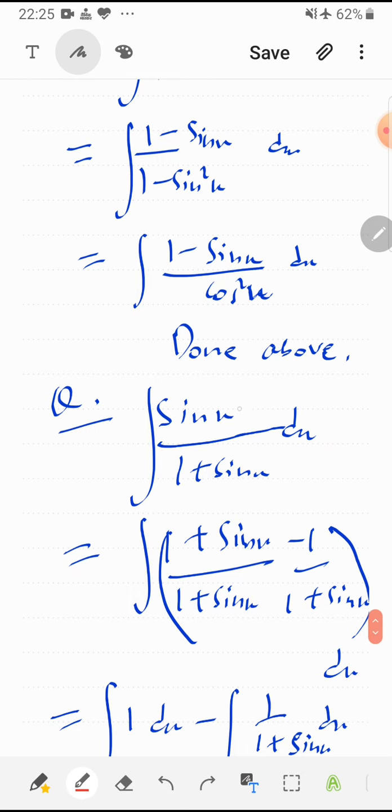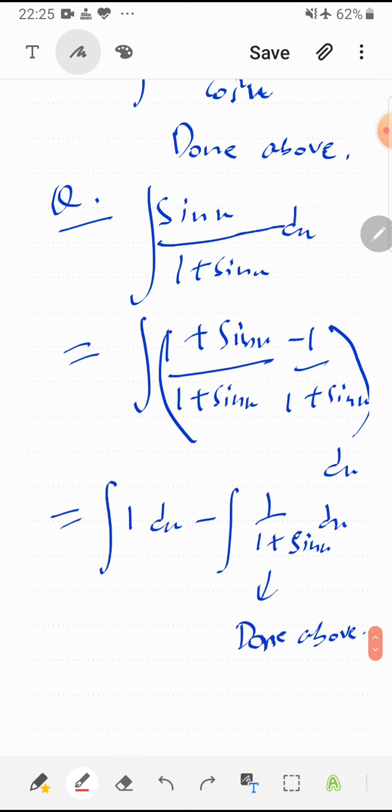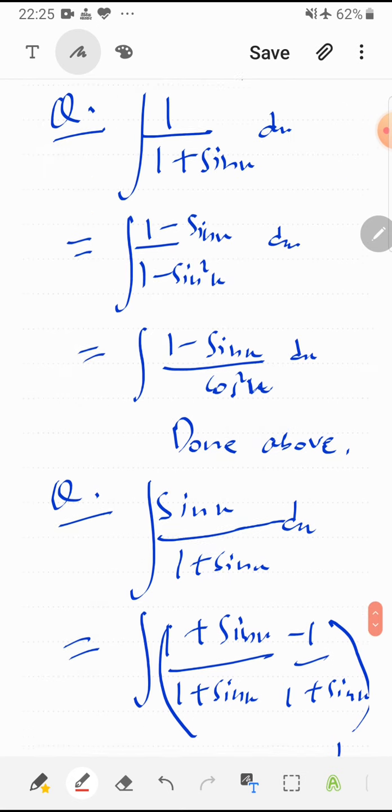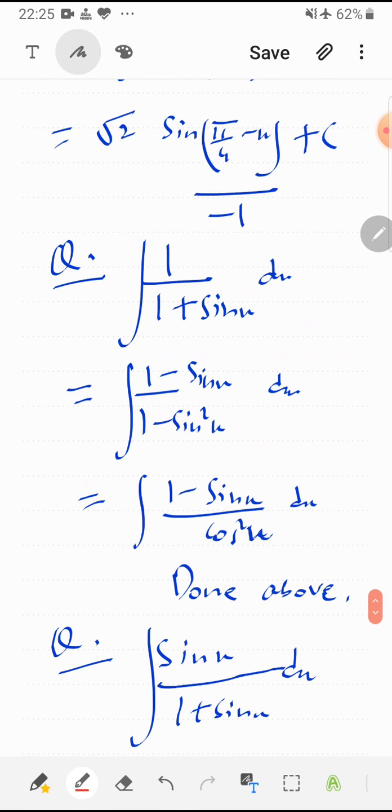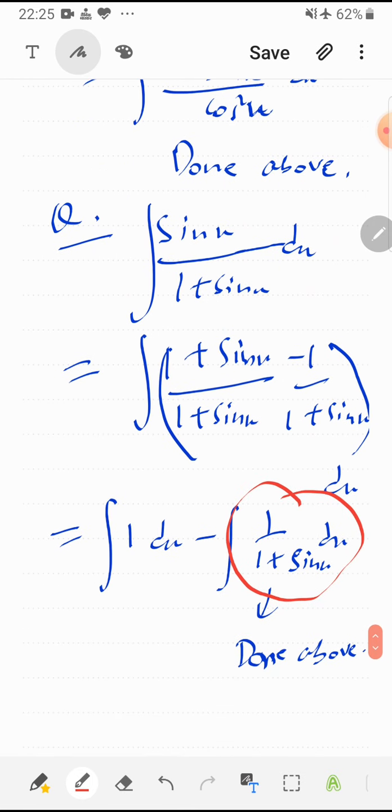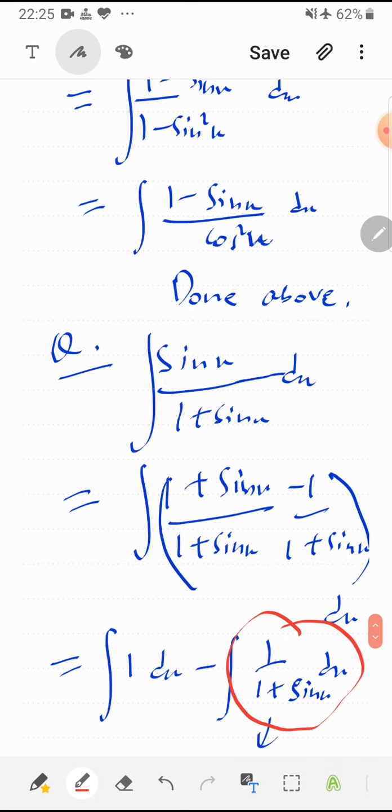After that, a similar question, sin x upon 1 plus sin x. I am adding 1 and subtracting 1, so that 1 plus sin x is divided, so it is cancelled and giving result 1, and the other integral is immediately the question which we have done, so it is the same. So you can complete this question in the same manner.